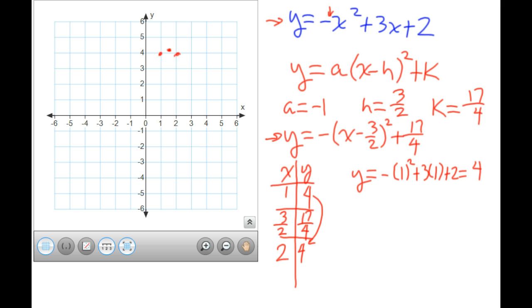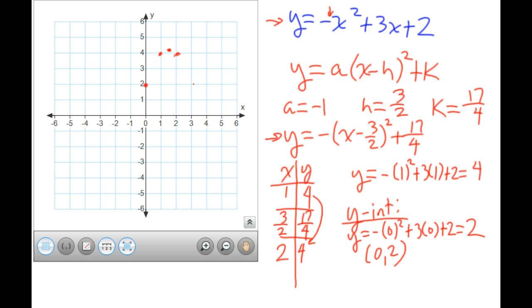If I'm interested in other points, such as the y-intercept, I could plug 0 in for x in either equation. Again, I think the standard form equation would be easier, so I get y equals negative of 0 squared plus 3 times 0 plus 2, which just ends up being 2. So my y-intercept is 0, 2. All right, so I know that my parabola would now go through that point. And if I wanted another point, I could go over to the right to 3, 2. And let's do one more set of points.